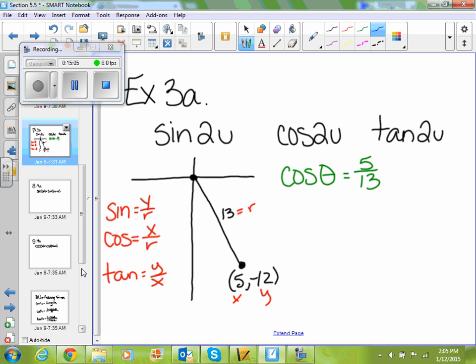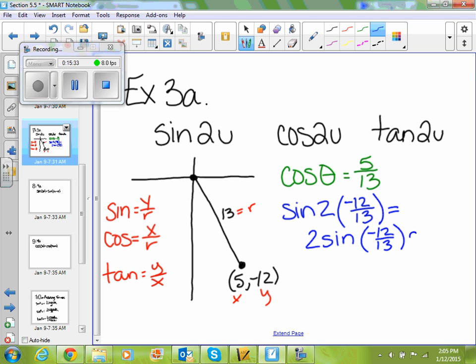So if I start with sine of 2u or sine of 2x, I know that sine is y over r, so sine of 2 times negative 12 over 13 equals, my sine of 2u formula is 2 sine of u cosine of u. So I can simplify that to 2 sine of negative 12 over 13 times cosine of negative 12 over 13.